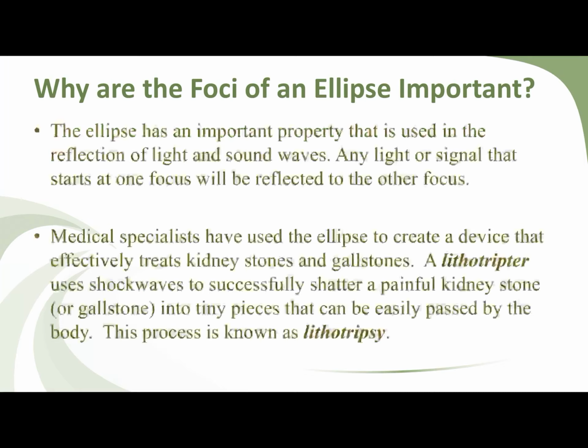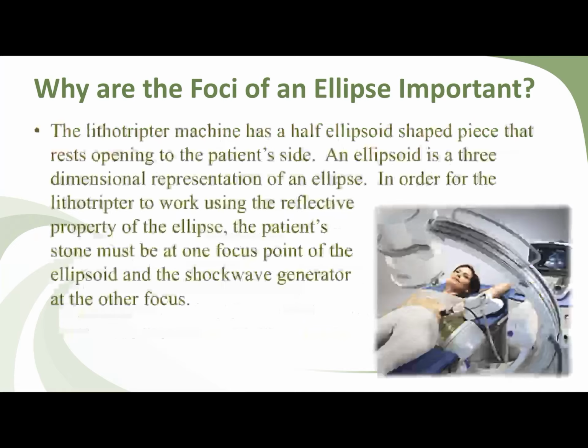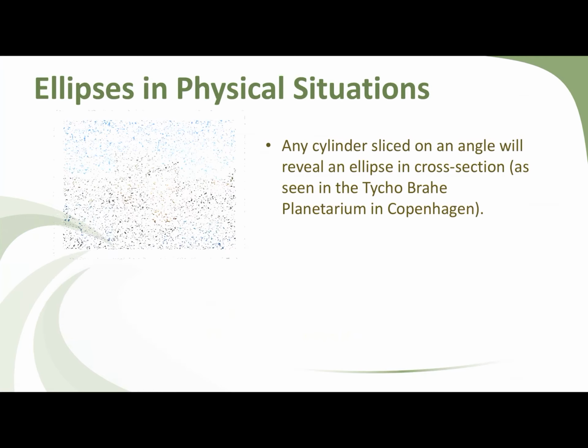In medicine, they actually use an elliptical machine, and they generate some shock waves at one focus, and the other focus is sitting right at a patient's body where a kidney stone or gallstone is. And so all those shock waves are sent out from one focus and land on the other one. And there's a picture of that little machine there. It's just a kind of cool use of an ellipse. Lots of different things, okay?